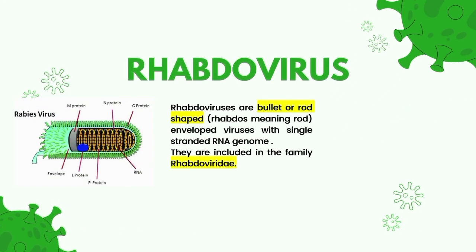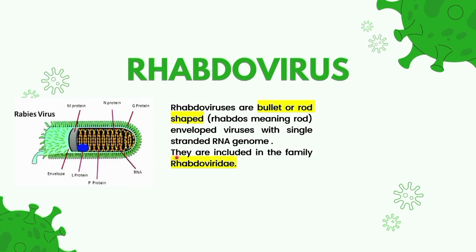Let's talk about the introduction of rhabdovirus. It is a bullet-shaped or rod-shaped virus, as you can see in this picture. Rhabdo is a Greek word which means rod, and it is an enveloped virus. They have different kinds of proteins in their envelope. They have a distinctive bullet-like appearance, which is the characteristic of this particular group.